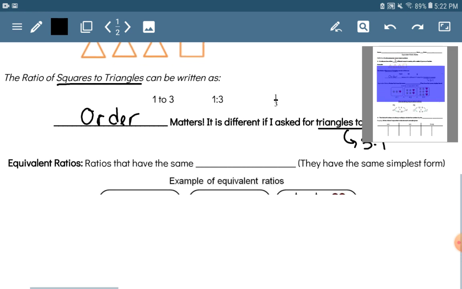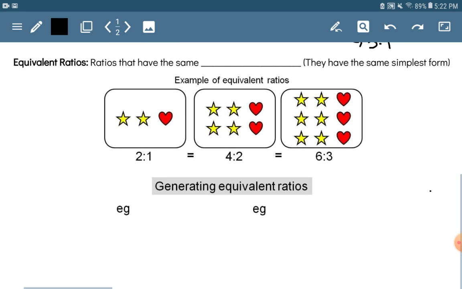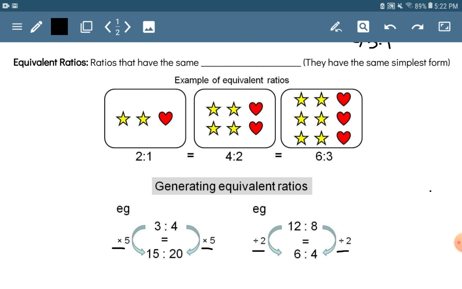Now we can start talking about equivalent ratios and how we find them. So equivalent ratios have the same value. They are essentially equivalent fractions, so they have the same simplest form. If you look at the picture below, we have 3 different sets of pictures, all of stars and hearts.